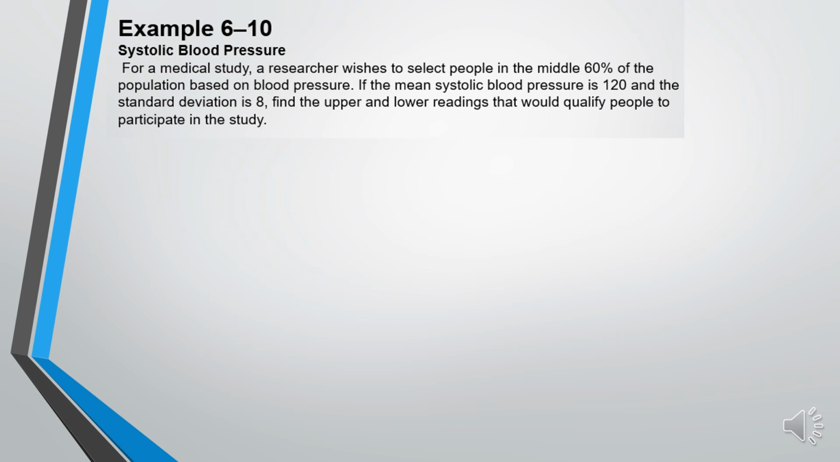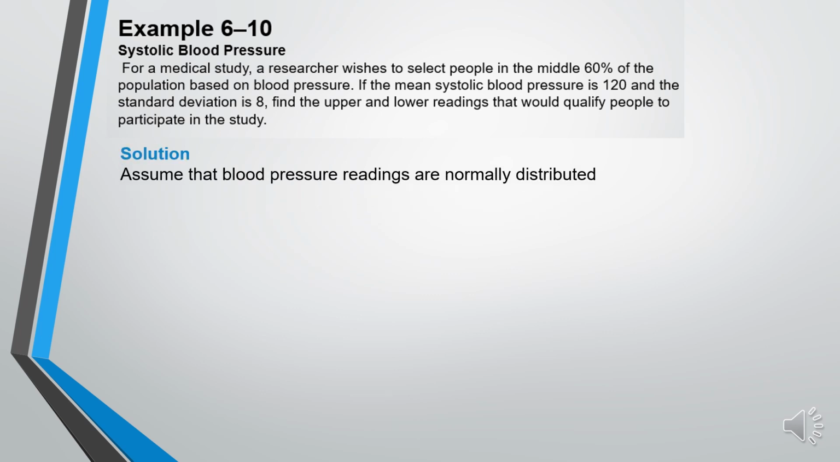Next is example 6-10. Systolic blood pressure. For a medical study, a researcher wishes to select people in the middle 60% of the population based on blood pressure. If the mean systolic blood pressure is 120 and the standard deviation is 8, find the upper and lower readings that would qualify people to participate in the study.